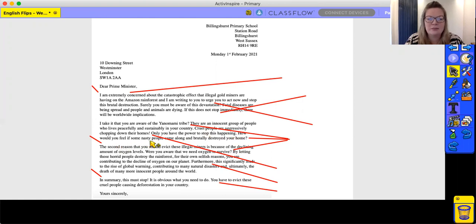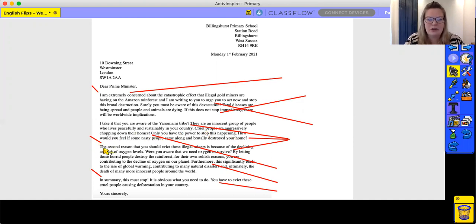"How would you feel if some nasty people came along and brutally destroyed your home?" So here I've really got these questions to pull on his heartstrings, make him really feel sorry for these people. I've also used an exclamation mark here. We looked at these last week. The power of this piece of punctuation really makes it feel powerful to the reader.